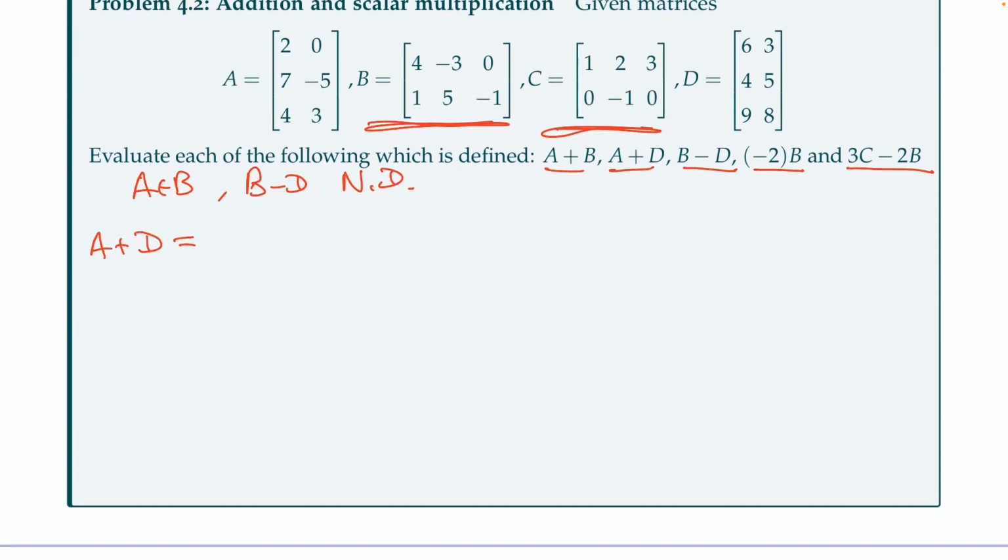Okay, let's run through some of these. So remember, A plus B is not defined because we don't have the same dimensions. A plus D, A and D both have the same dimensions. So let's just write this out.